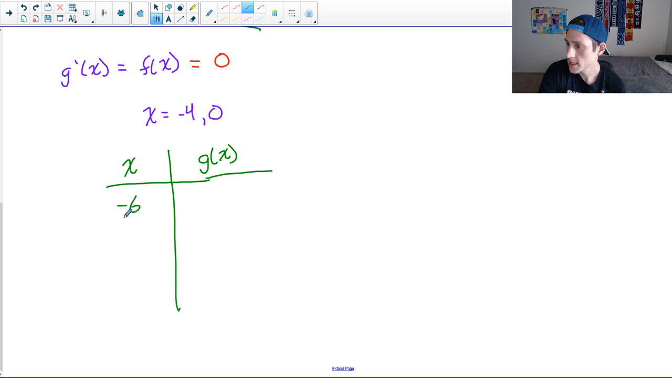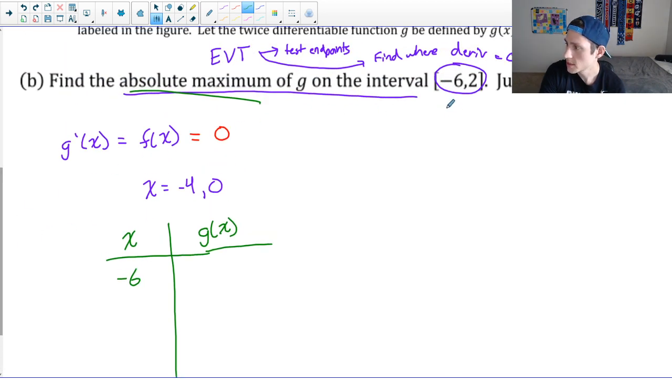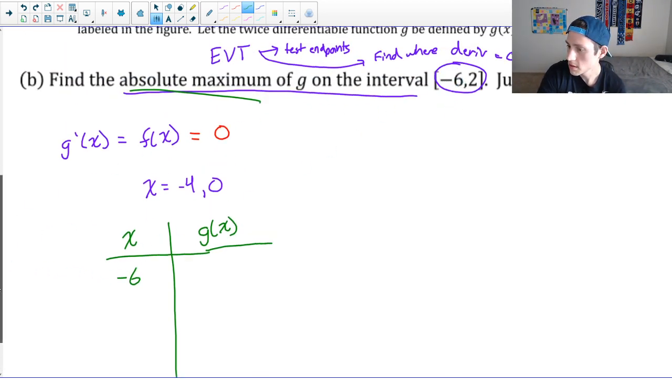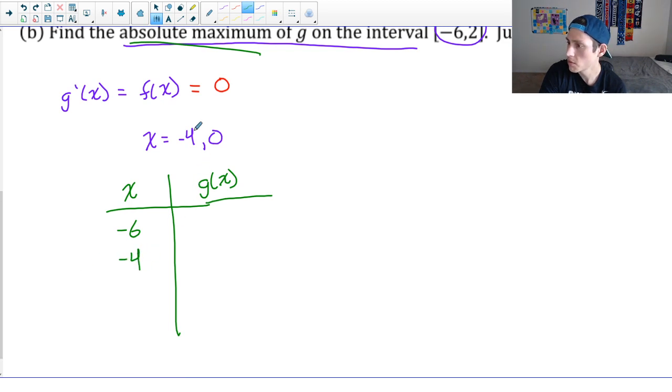So we're going to test -6 because that's one of the endpoints. I'm going to test -4 because I found out that's one of the spots where the derivative is 0. I'm going to test 0 because that's also one of those spots. And we're going to test 2 because it's an endpoint and the derivative is 0 at 2. So kind of a double whammy.